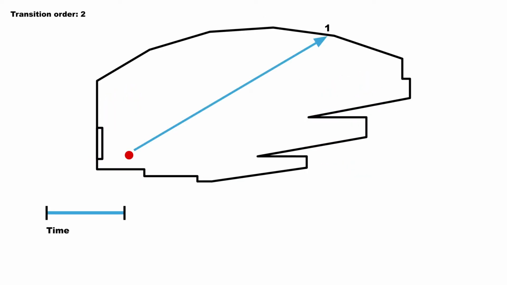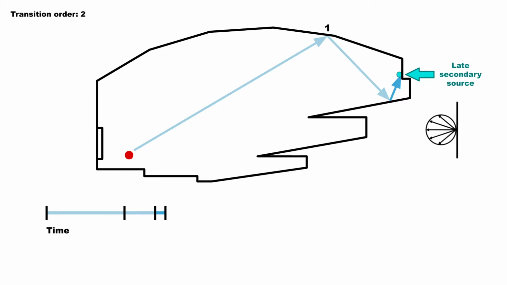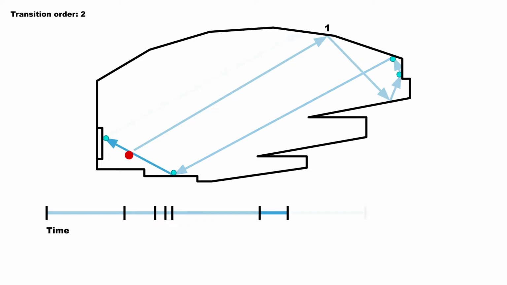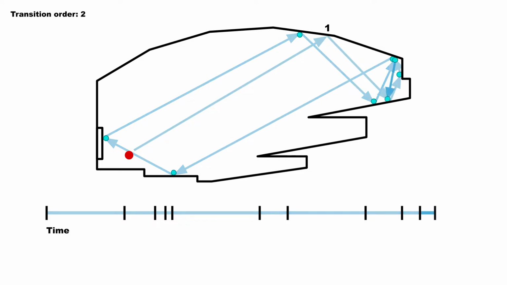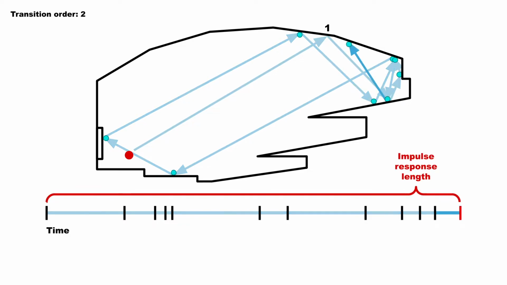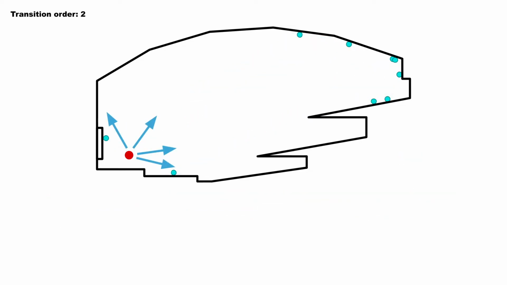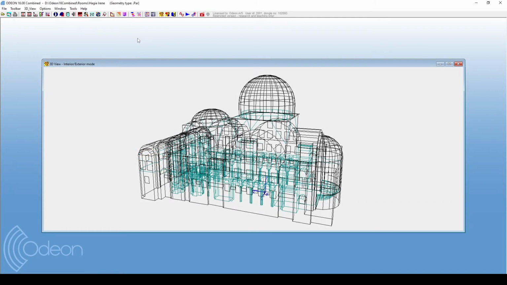For each ray, no additional action is taken up to the transition order, since early reflections have already been calculated by the previous methods. But after the transition order, each reflection point will generate a late secondary source, which again will have Lambert directivity. This continues up to a time limit called the impulse response length, and then repeated for a number of late rays. Both parameters can be defined by the user in the room setup.